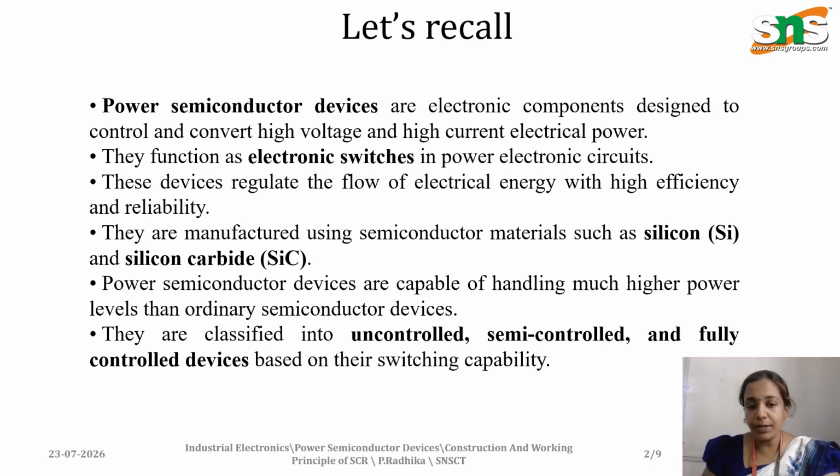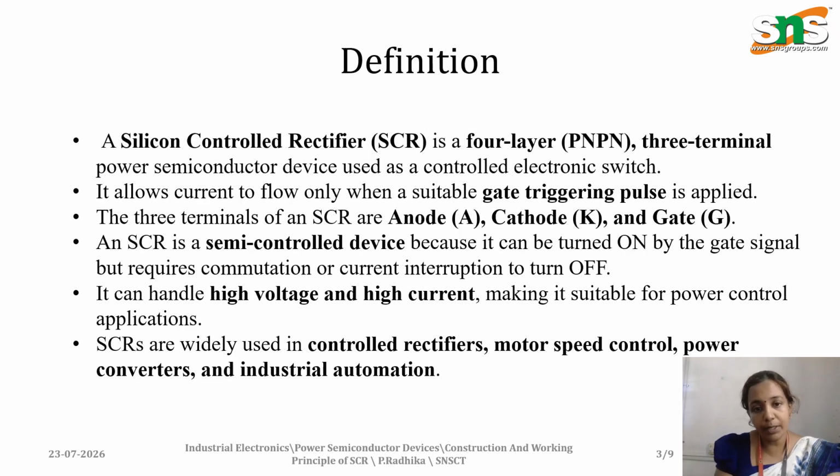It could be classified into three types. First one is uncontrolled power semiconductor devices, which could not be controlled at all. Semi-controlled power semiconductor devices, which could be partially controlled, turned on and turned off. Fully controlled semiconductor devices, which could be adjusted as per the necessity. So this is what we have learned previously.